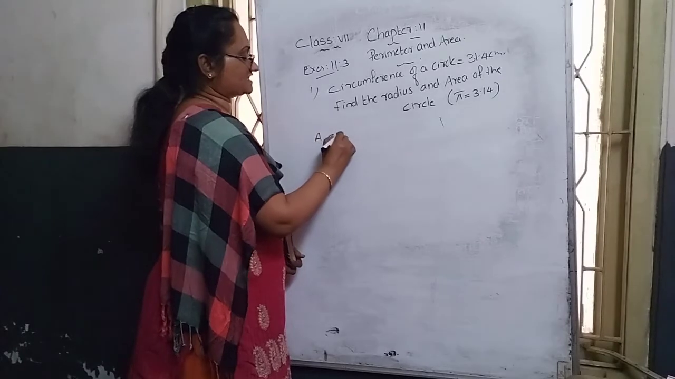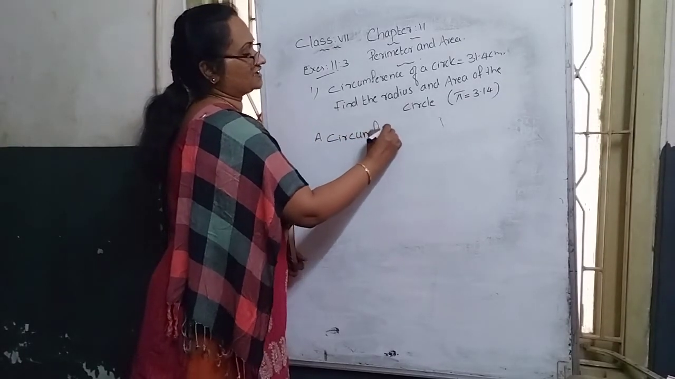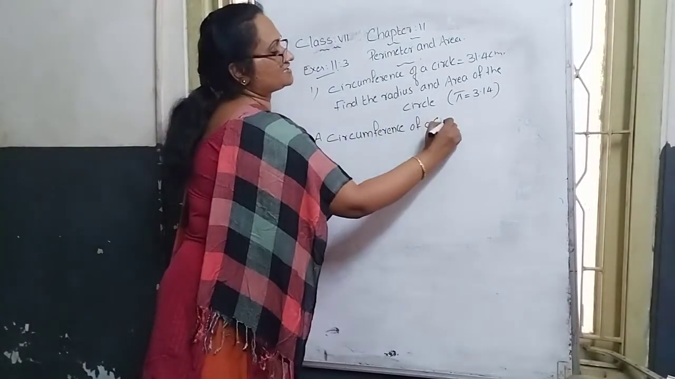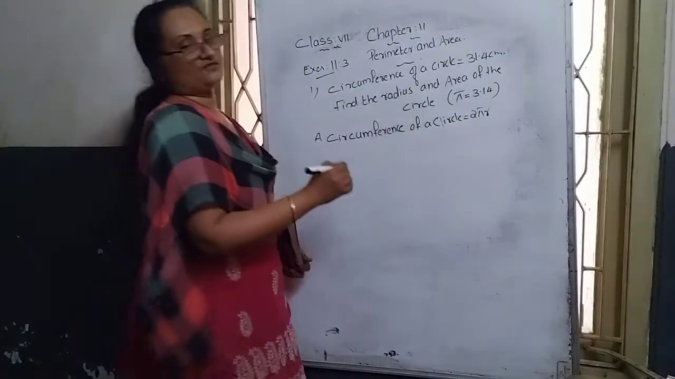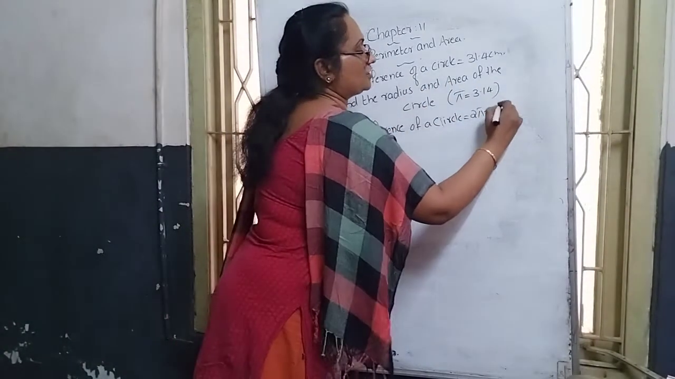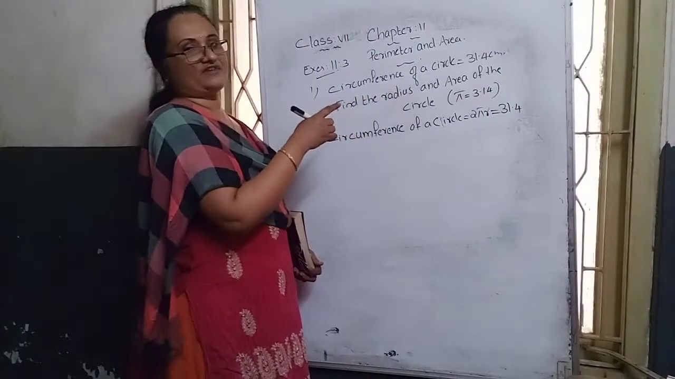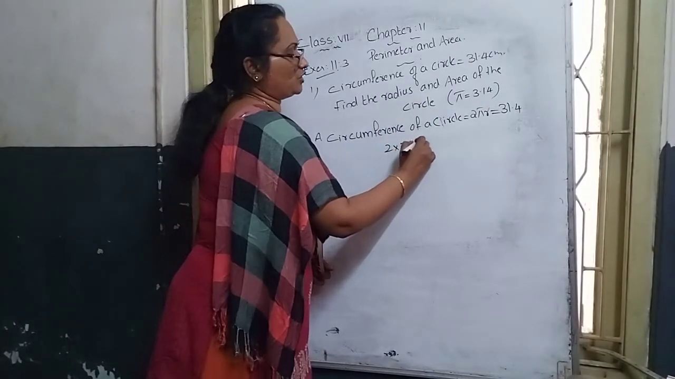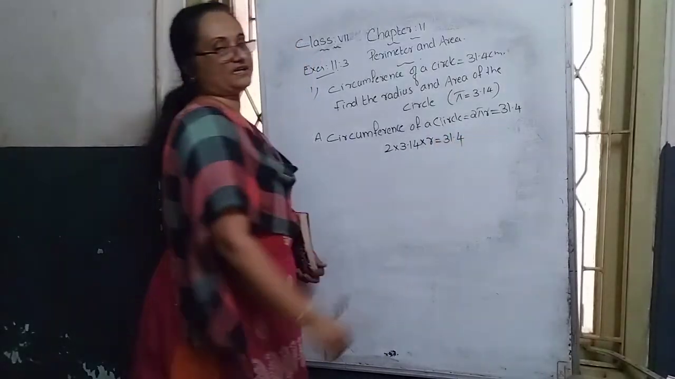Here the circumference of the circle is given. What is the formula? 2 pi r is the circumference of a circle. It is given as 31.4. In the formula, substitute the known values. 2 into pi value, 3.14. The r value we don't know. Our aim is to find the r value.